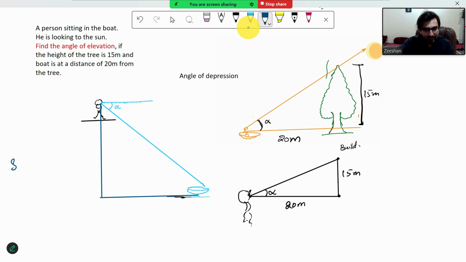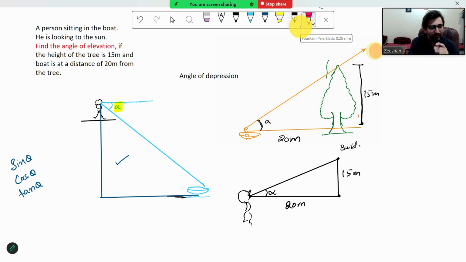Okay, use sine theta, cos theta, or tangent theta. Use these three values to solve this triangle. Now, the question is that the angle of depression is coming outside of the triangle, right? That might be the issue. So what do you think? How can we tackle this issue, since the angle of depression is outside of the triangle? Because we need the angle inside of the triangle in order to solve for that, okay? In order to find out that angle.